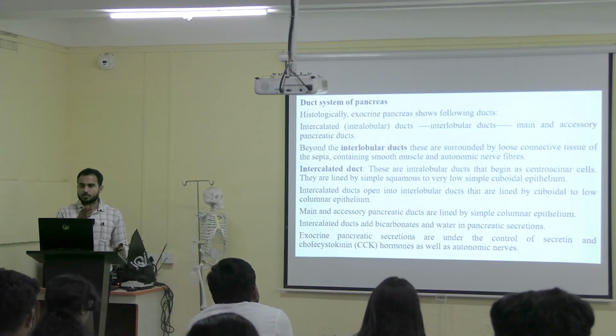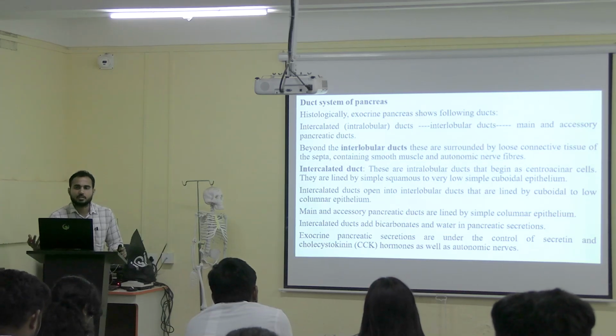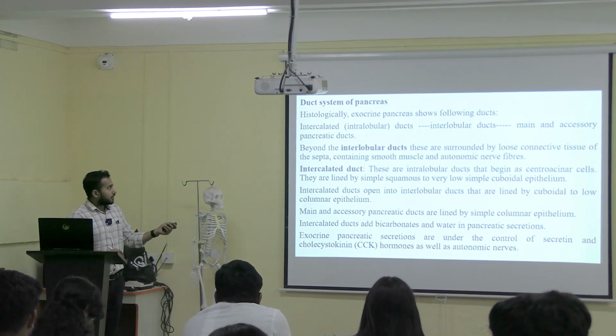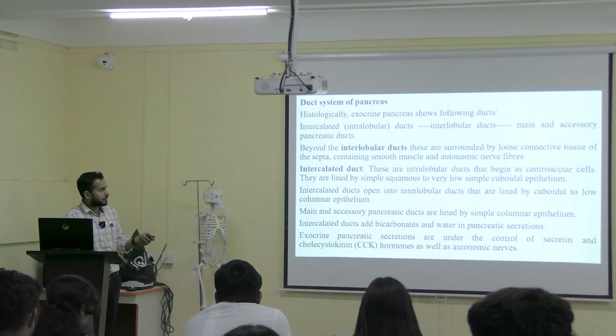So as I said, from the smallest duct to the largest duct, first of all the diameter will be different, and along with that what will be different? The lining epithelium also. Okay, the lining epithelium is also different. Now beyond the interlobular duct, these ducts are surrounded by loose connective tissue septa containing smooth muscles and autonomic nerve fibers.